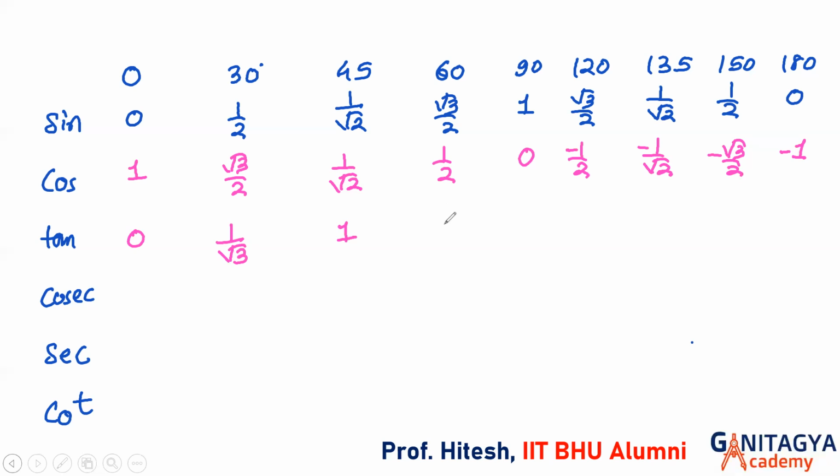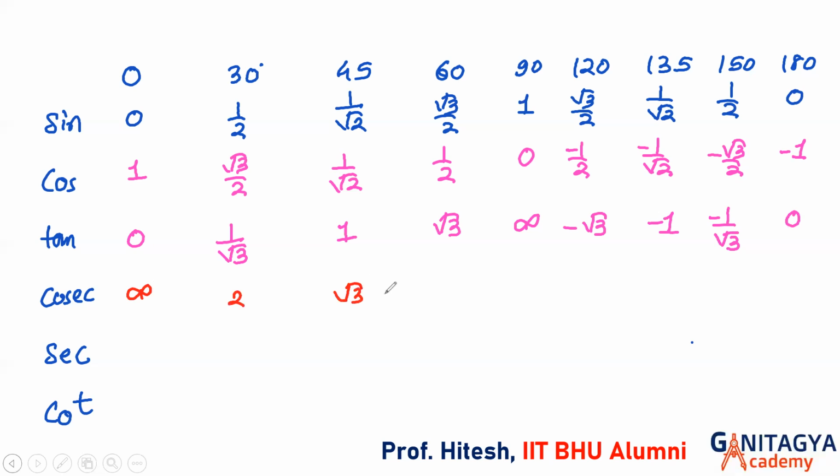Tan is sin upon cos, so 0/1 is 0, 1/2 upon √3/2 is 1/√3, then 1, then √3, then 1/0 is infinite, then -√3, then -1, then -1/√3, then 0.